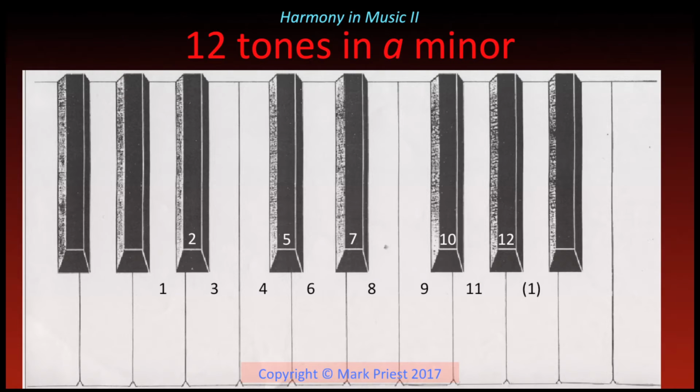Now, just as there are 12 tones in major, there are 12 in minor. Don't forget, any of the 12 tones can become the tonic of a new key through the process of transposition, so there are 12 possible minor tonics as well.